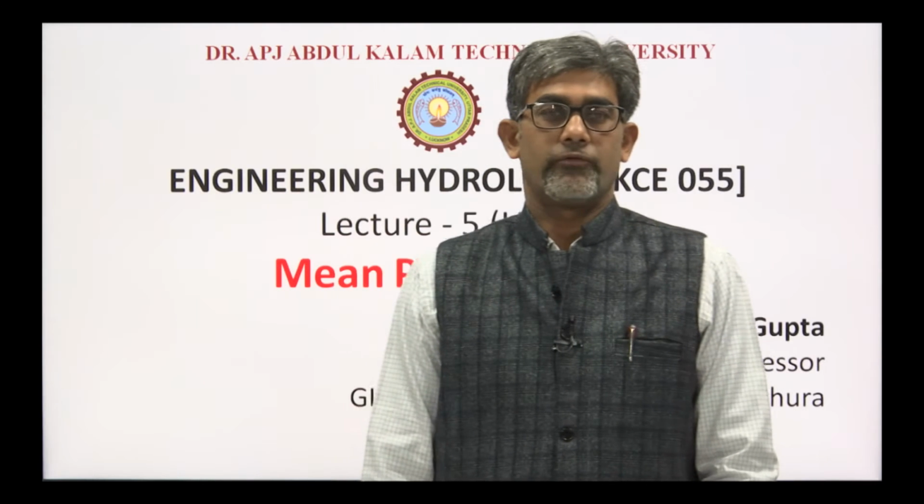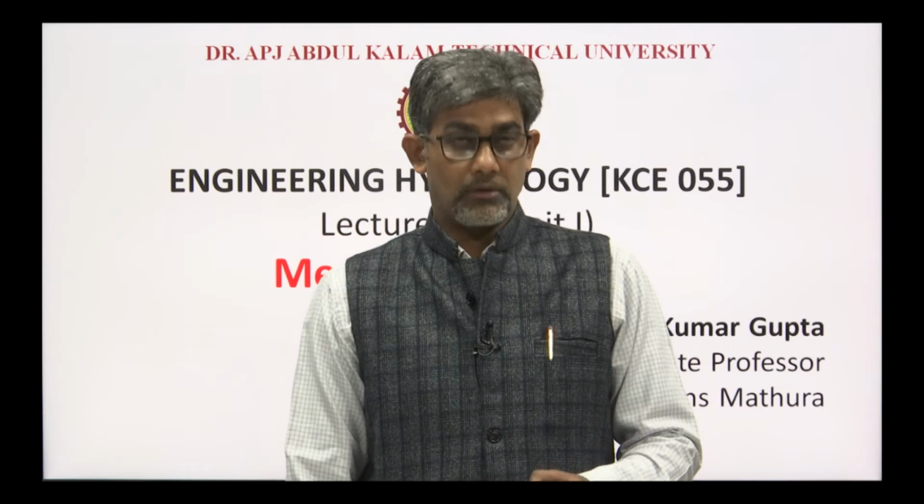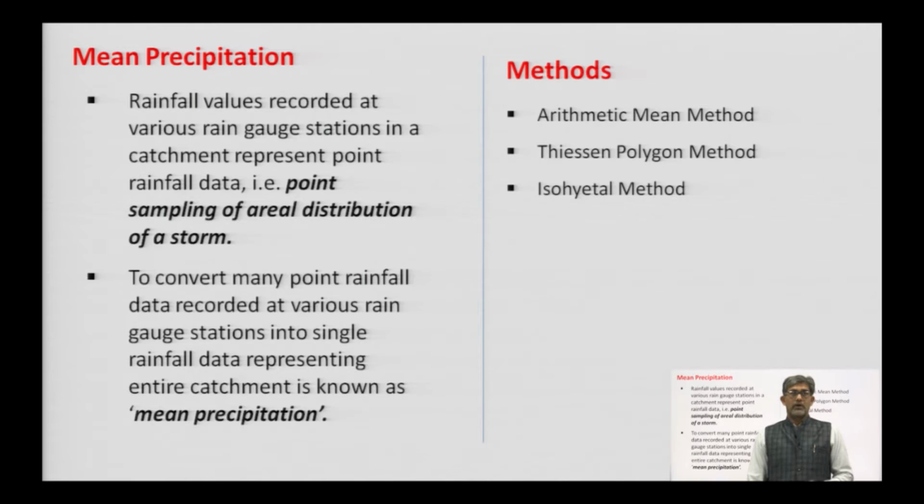In the last class, we calculated the optimum number of rain gauge stations. Those stations give the rainfall at particular locations, and the collected data has to be representative of the catchment area. So, mean precipitation needs to be calculated. How will it be calculated? Today we will see different methods.